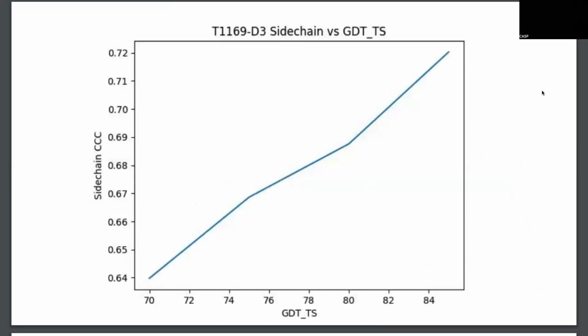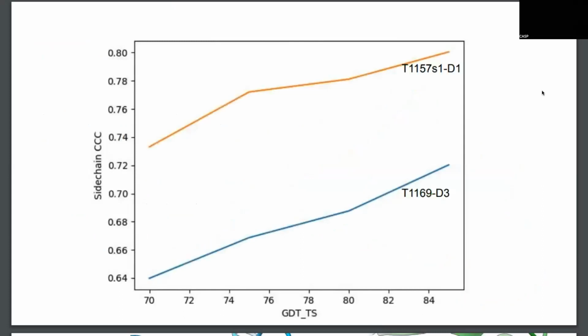But before we look at the models, let's look at the side chain versus GDT-TS score for this structure. And again, we see a similar trend. But if we look at it in comparison with the first structure, overall it's kind of lower, and I'm not exactly sure why. The resolution of the 2 maps are very similar. They're both around 3.4. So it could have something to do with maybe the difficulty of the target, but I'm not sure yet.